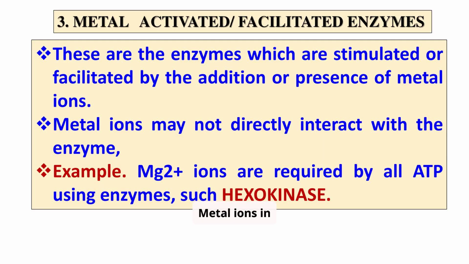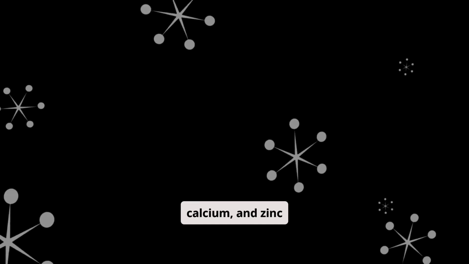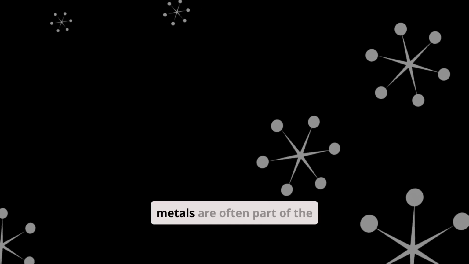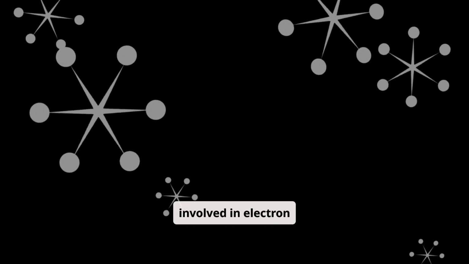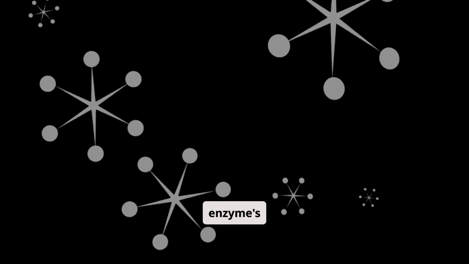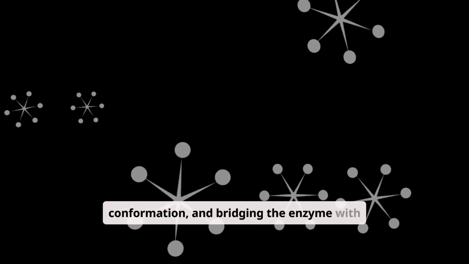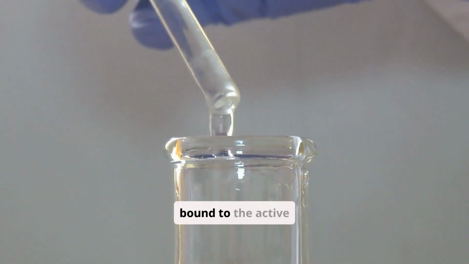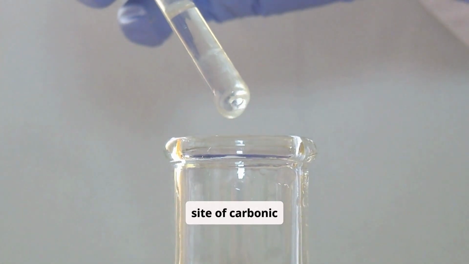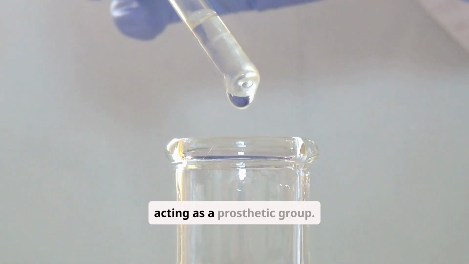Metal ions in metalloenzymes bind tightly to the enzyme and participate directly in catalysis. Examples include magnesium, calcium, and zinc ions. These metals are often part of the active site and are involved in electron transfer, stabilizing the enzyme's conformation and bridging the enzyme with the substrate. For example, zinc is tightly bound to the active site of carbonic anhydrase, acting as a prosthetic group.